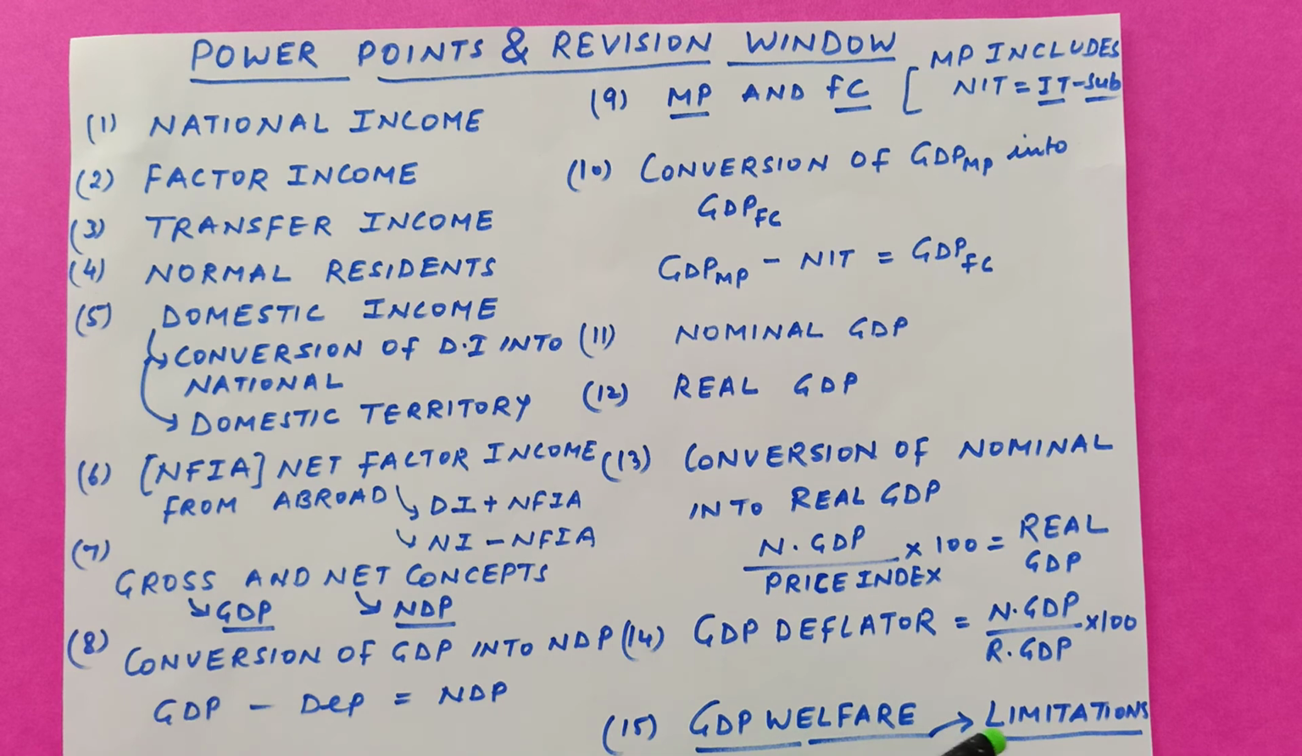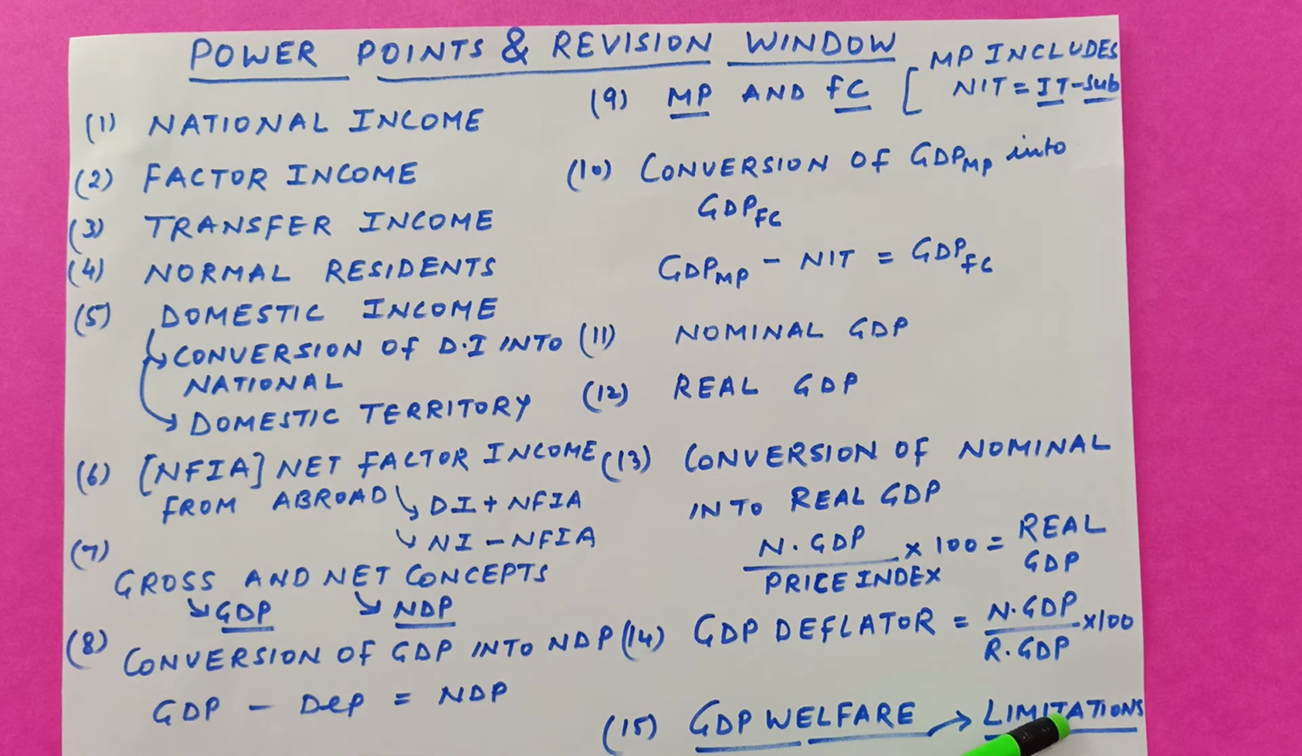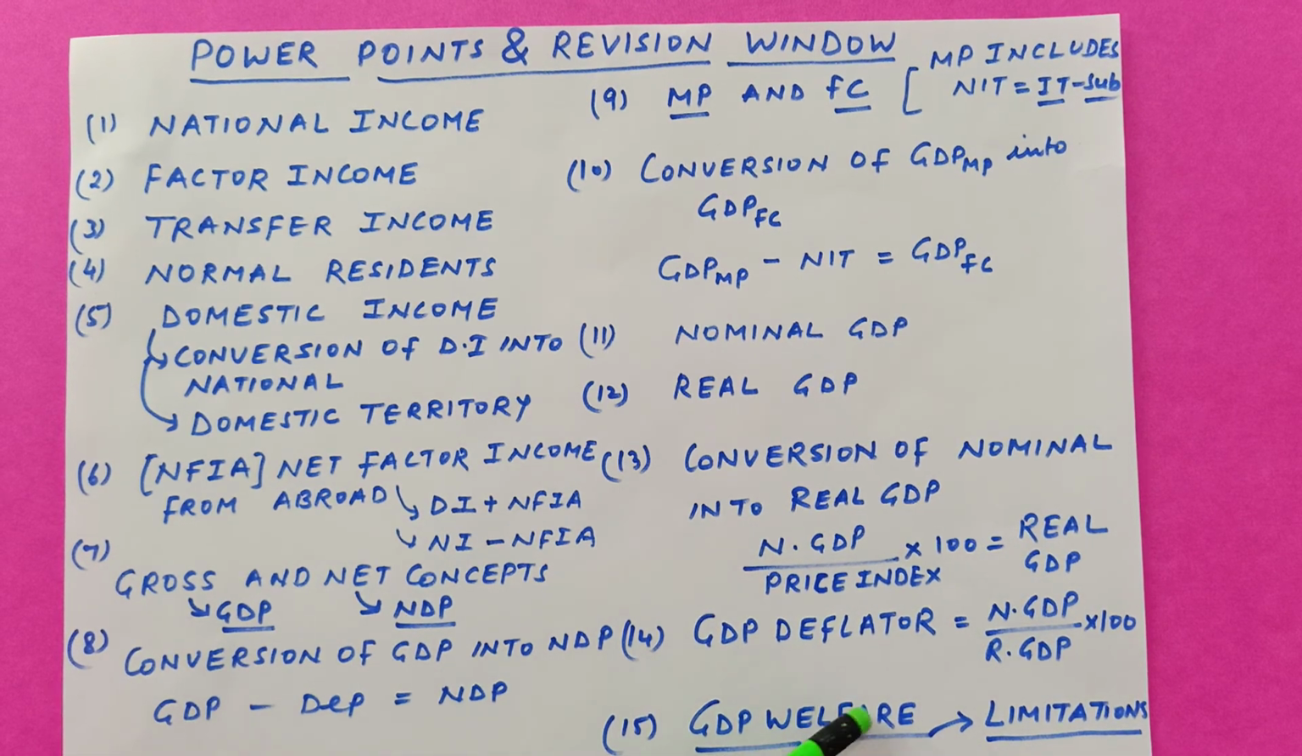Now come to GDP, welfare and limitation. Real GDP is a widely used index of welfare, but it has certain limitations. We'll discuss it in the next video.